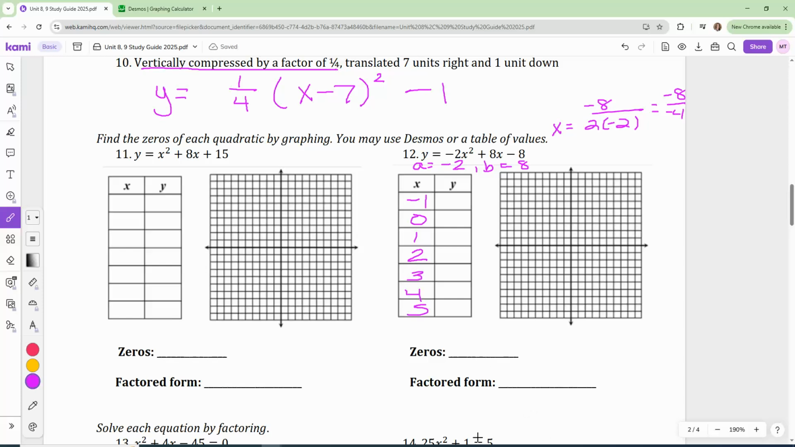Alright, now we have to plug these in. You three put in -1. You guys put in 0. Back row put in 1. Dave and Holden put in 2. You guys put in 3. I'll do 4 and 5.